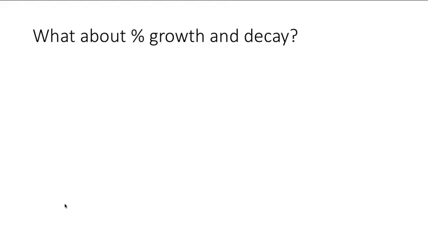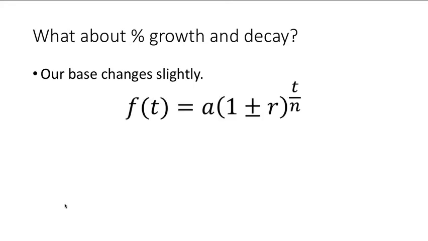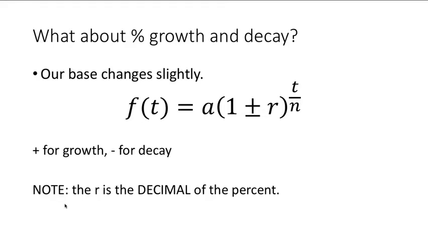And we also looked at percent growth and decay, where our base changes ever so slightly, but everything else remains the same. So something like 1 plus or minus r to the t over n, where we use addition for growth and subtraction for decay, and the r is the decimal of whatever percent growth or decay we have.